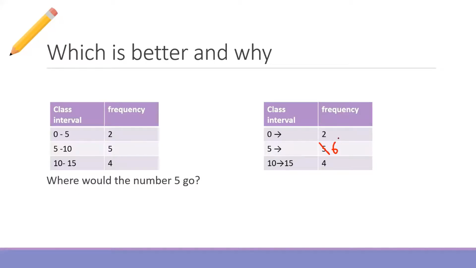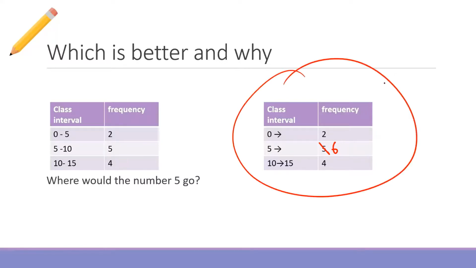But for this one, where would the 5 go? Well, this is from 0 to 5, so I could put the 5 here. But I could also put the 5 here, because this is from 5 to 10. So this could be 6. And so it becomes a bit murky. The question becomes, where would I put the number? And this is actually why, shock horror, ladies and gents, this one is actually the better table. The reason why this is the better table is because it very clearly says where different values should go.